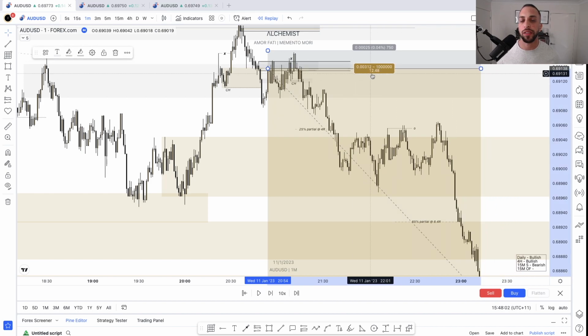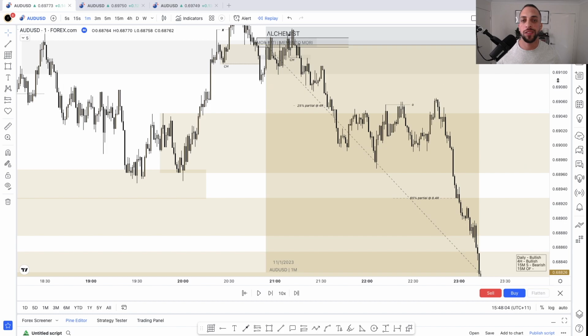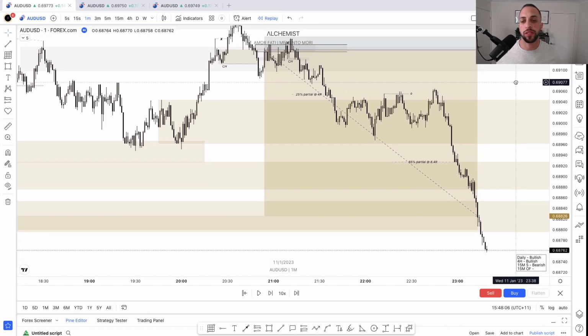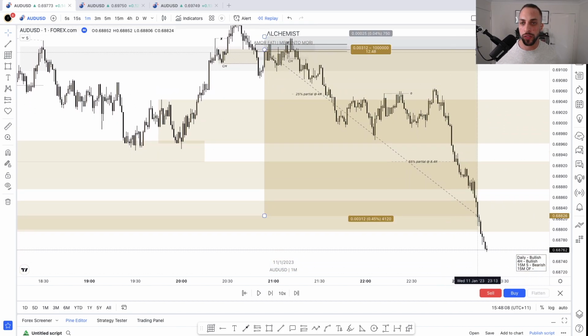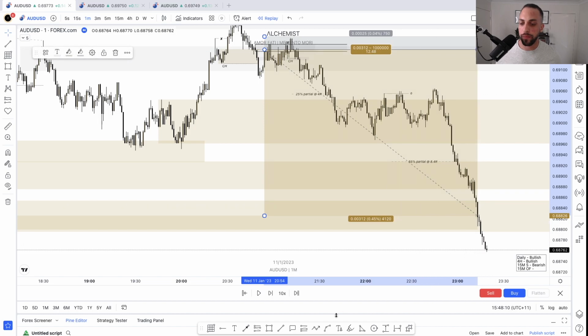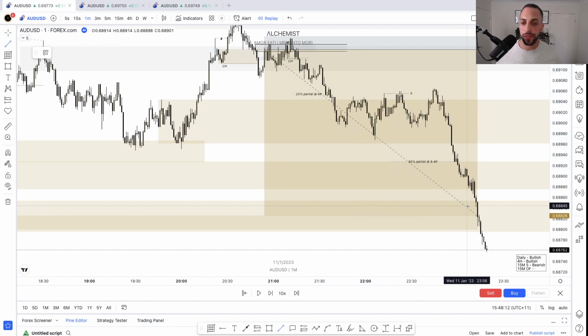All right, so 10% here, that's an additional 1.24R. It's not going to change the world, but it is just nice to have an additional buffer there. So this was the full TP hit there, 12.48.